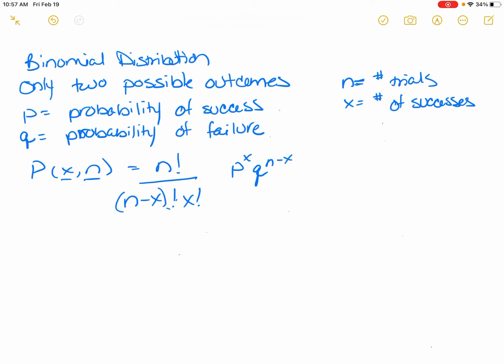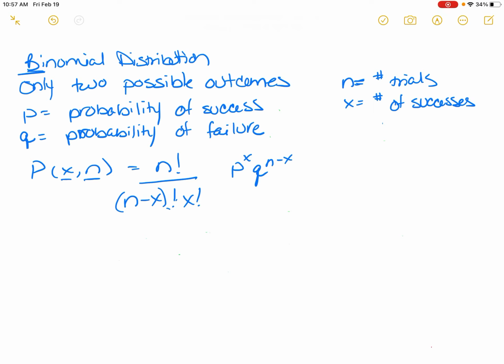Hi class, I'm back to talk about binomial distribution. And binomial distribution is exactly what it implies. Binomial implies only two possible outcomes. So it's the probability of success, the probability of failure. You could think of this as heads or tails. So only two possible outcomes, right?